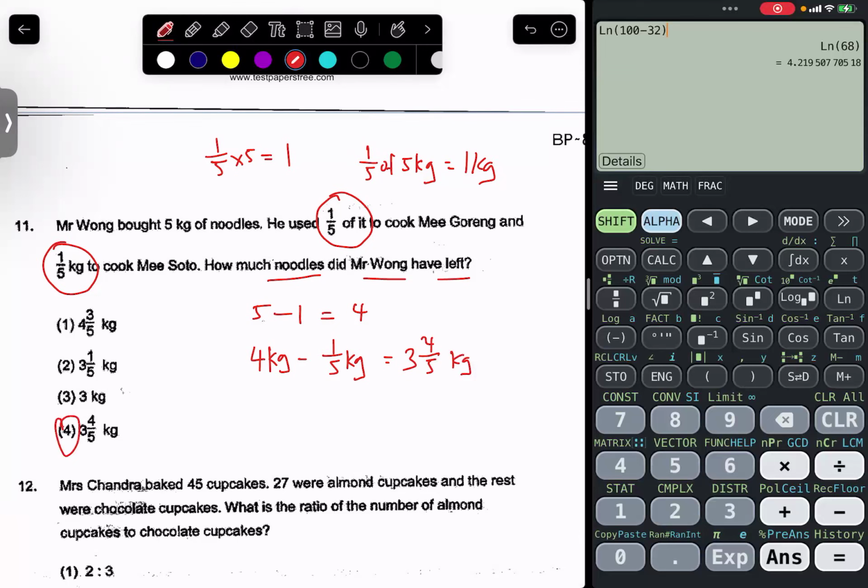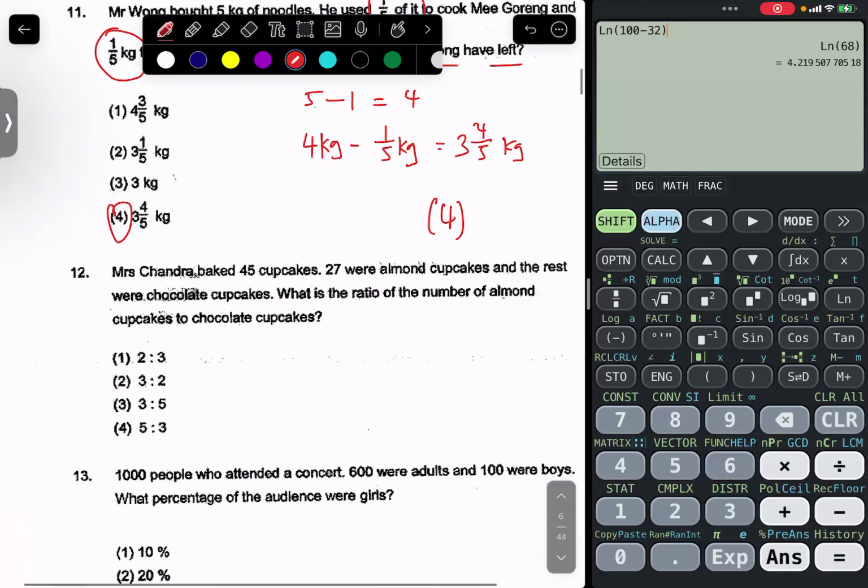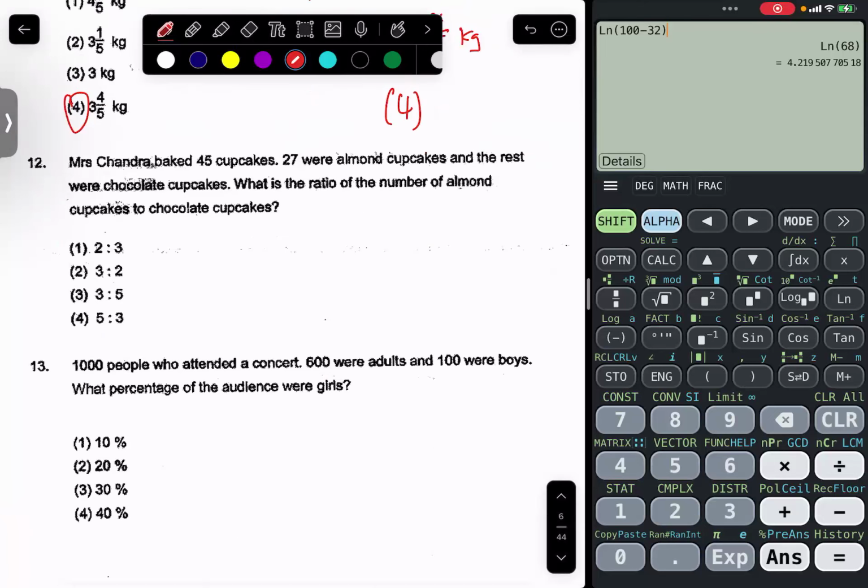Okay, answer number 4. Question 12. Mrs. Chandra baked 45 cupcakes. 27 were almond, the rest were chocolate. The rest were chocolate, meaning 45 minus 27, right? 45 minus 27 is 18.